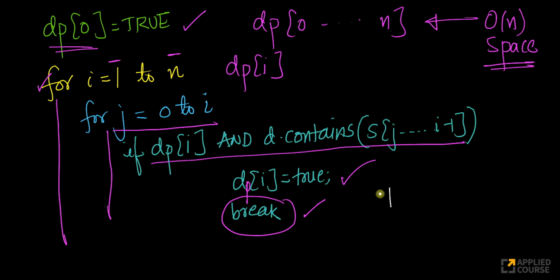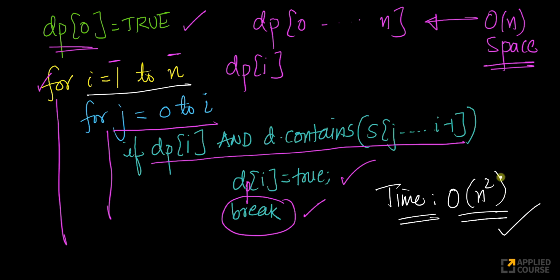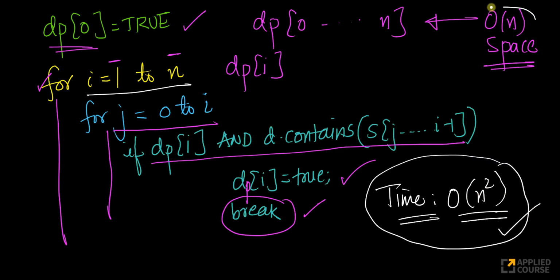What about the time complexity? Look at the time complexity here. This is just simply 2 loops. For loop from i to n, j loop from 0 to i. Very simple loops here if you notice. The time complexity here is order of n square. That's all. You have a polynomial time algorithm, an order of n square algorithm with order of n space.